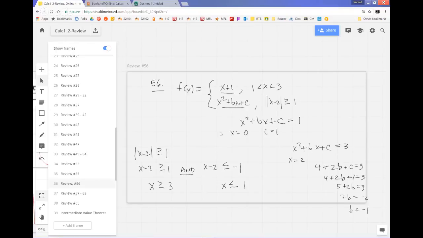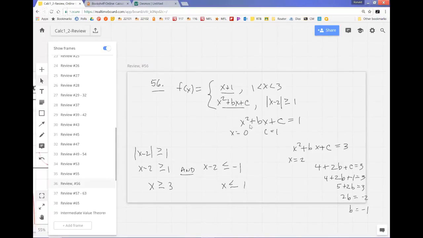Yeah. When this is equal to 1, then x is 0. And if you plug in x equals 0 here, what happens? 0 plus 0 plus c equals 1. Oh, c is 1. So we just found out that c has to equal 1.